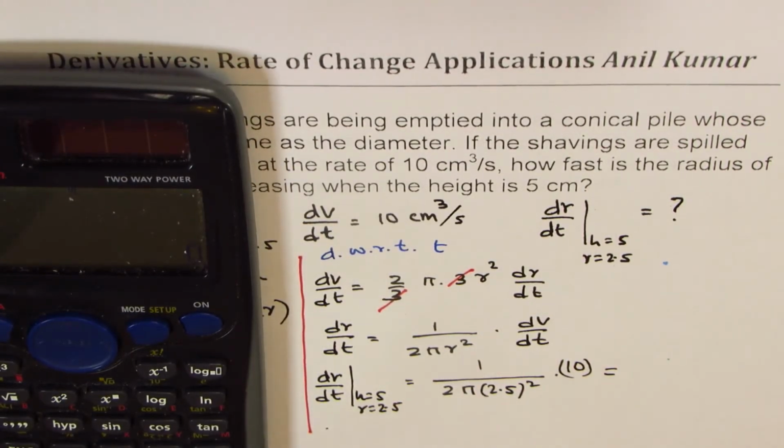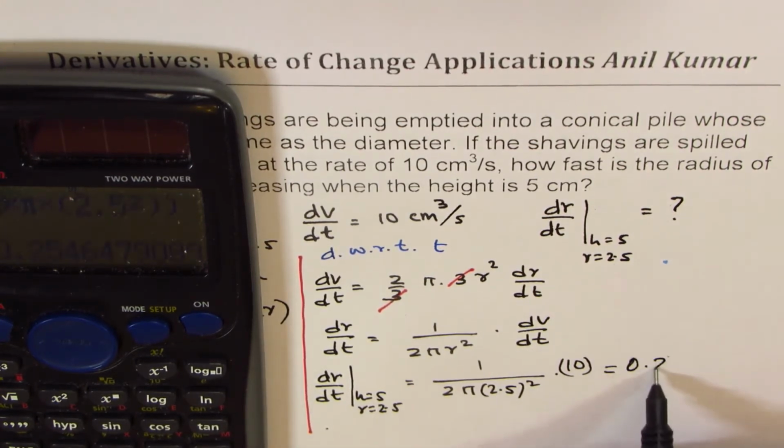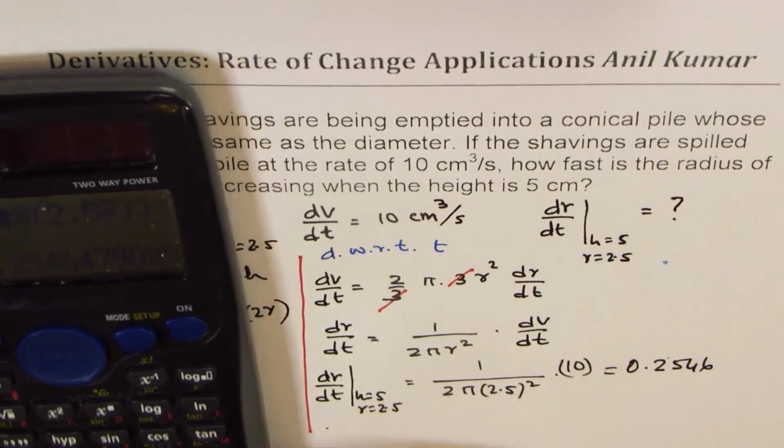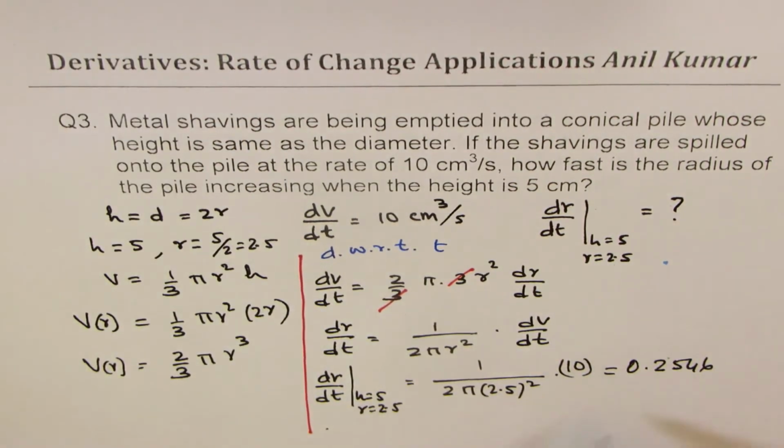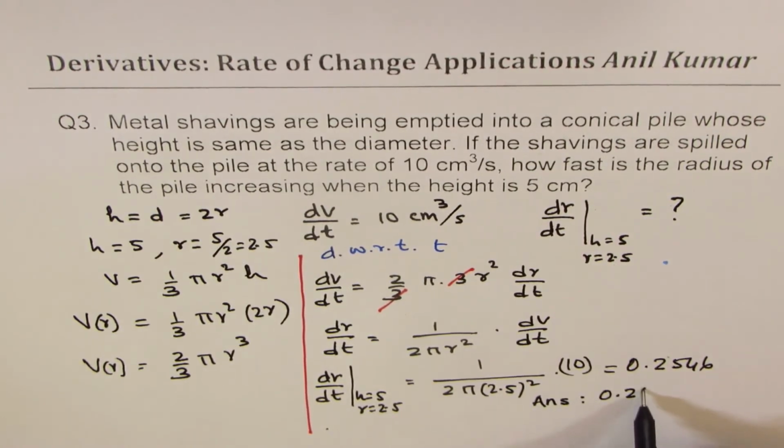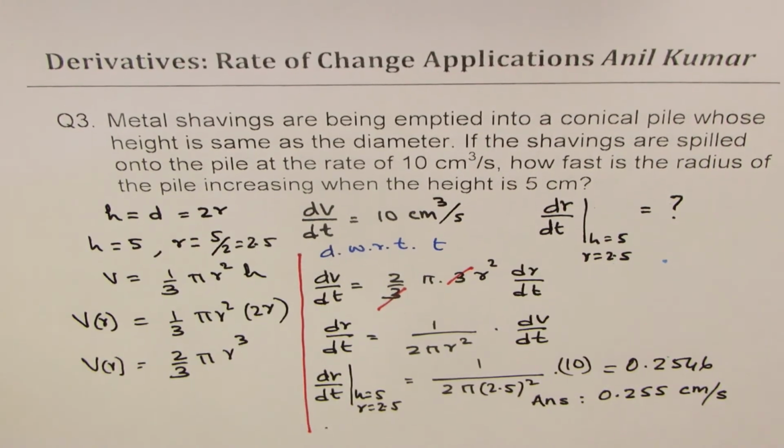So we have 10 divided by, within brackets, 2 times pi times 2.5 squared, equals, we get 0.2546, right? So the answer is, the rate of change is 0.25. We can approximate by, let's say, centimeters per second, right? Height is in centimeters. So I hope the steps are absolutely clear.